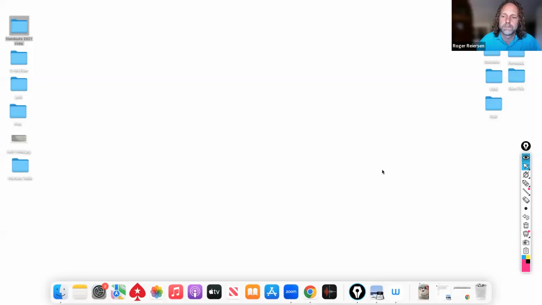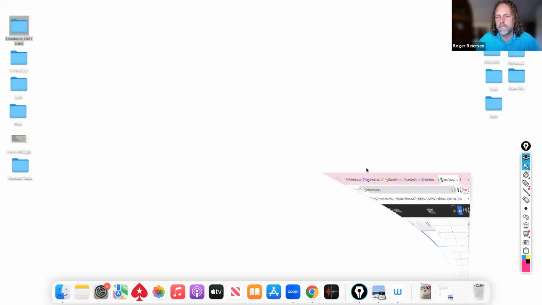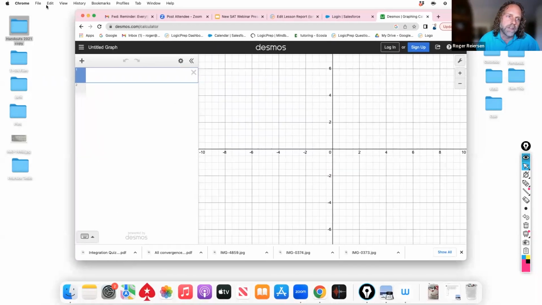The biggest innovation, I guess, in the digital test is that they allow you to use what's called the Desmos calculator. I should pull it up and show it if you haven't seen this before. It's kind of like a graphing calculator. If you have a graphing calculator at home, you don't need to use their Desmos graphing calculator.